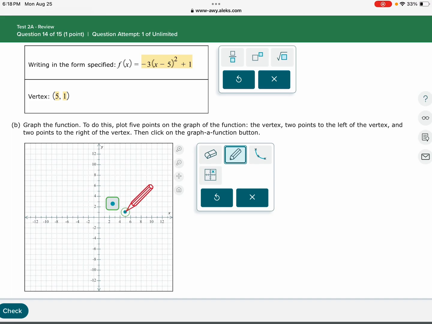So that's going to be my vertex. And it has a stretch of 3. It's also downward facing. So I'm going to go over 1 and down 3. 1, 2, 3. And then for the 1, 3, 5 rule, I'm next going to go over 1, and then I'm going to go down 9. So that should put me at -11, I think.